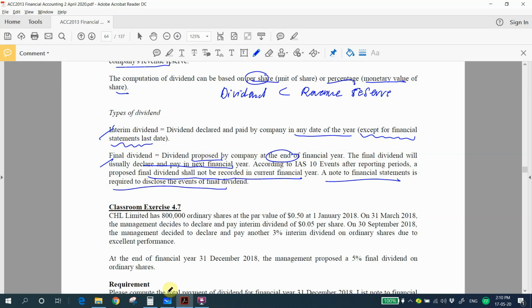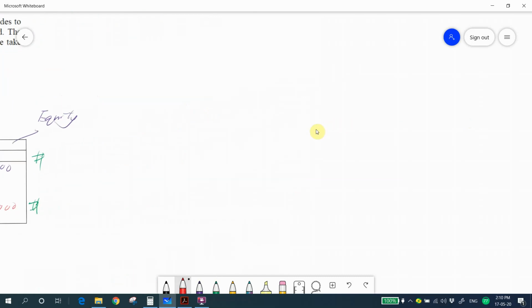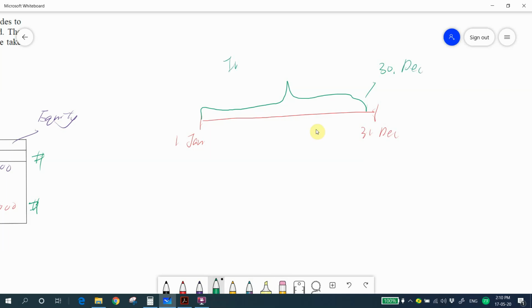So let me use a diagram to explain this to you. So imagine the company financial period is from 1st of January up to 31st December. So if the company declared and paid dividend from any date during this period, let's say this is up to 30th, this dividend we call interim dividend.